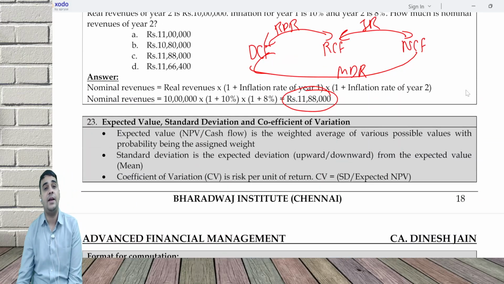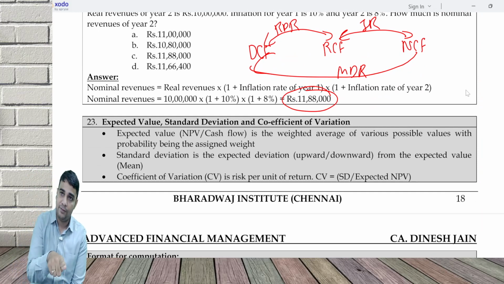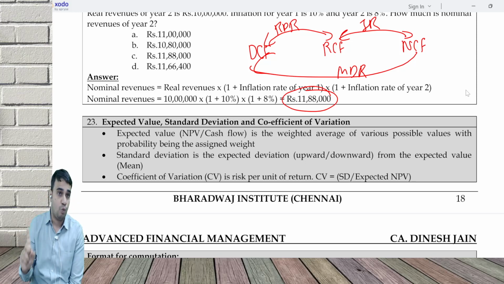Expected value is the weighted average of the various possible values with probability being the assigned weight. In approach 1, which is used in two situations, NPV directly given, or they ask you best case and worst case: NPV, probability, product, deviation, PD square. Sum of product is the expected NPV, square root of PD square is the standard deviation. In some questions, they don't even ask NPV, they give cash flow. Then cash flow, probability, product, deviation, PD square. No multiple years, only 1 year.